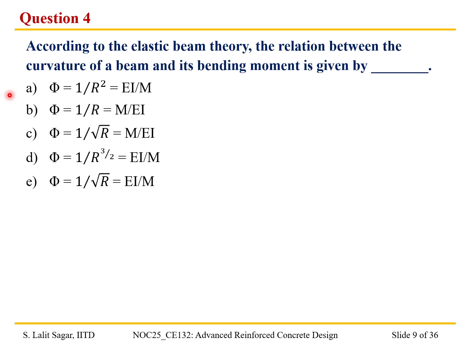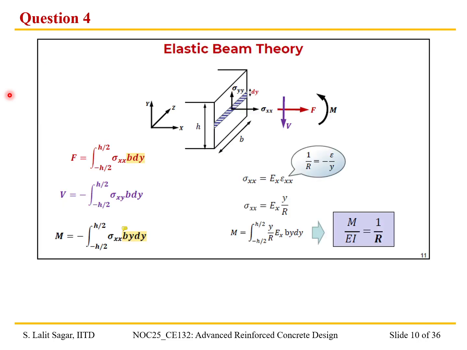Now let us look at the answer. The correct answer is option B, where the curvature phi is equal to 1 by r is equal to M by EI. So how did we develop this equation? First we integrated the axial stresses for the entire cross section and determined the resultant axial force.